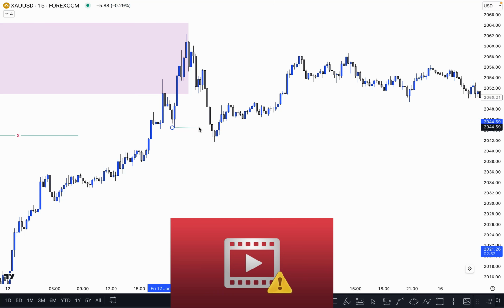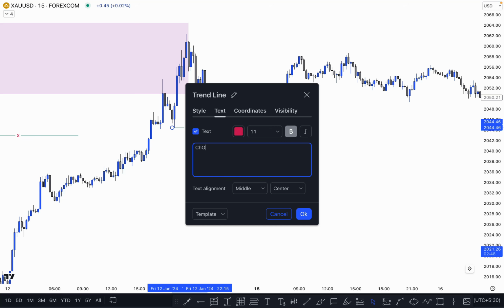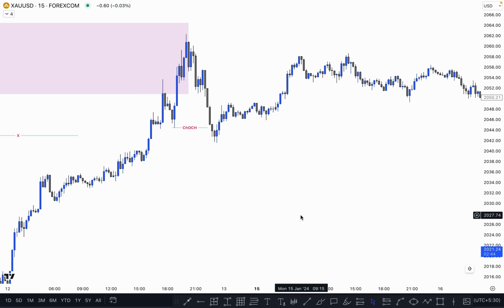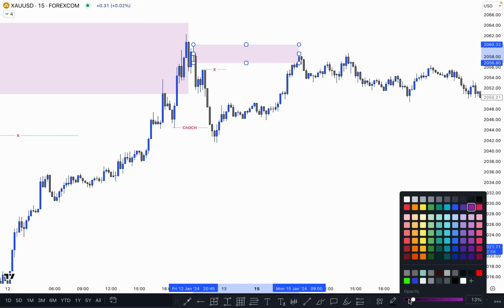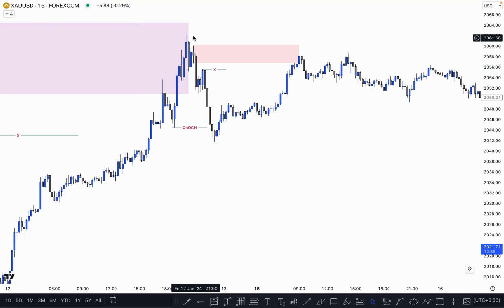So the first pullback is broken here, and this one is called a CHoCH. And once the market creates the CHoCH, definitely we are looking here for a sell after taking out the inducement. So the same thing happens here, price creates a CHoCH, and now you have to wait for it to take out the inducement. So the inducement is here. After the CHoCH you wait for it to take out the inducement, and after taking out the inducement, simply you can buy or sell on this unmitigated order block, because the order flow is already mitigated here. So in this case, only an unmitigated order block is available, so simply you can sell here.